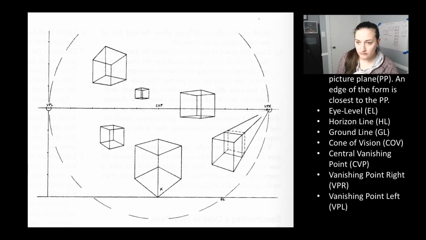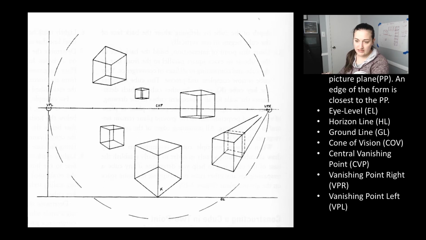Okay. 2-point perspective, where no planes of the form are parallel to the picture plane, an edge of the form is closest to the picture plane. So that's when one edge is closest to you, and that's what we call the leading edge.